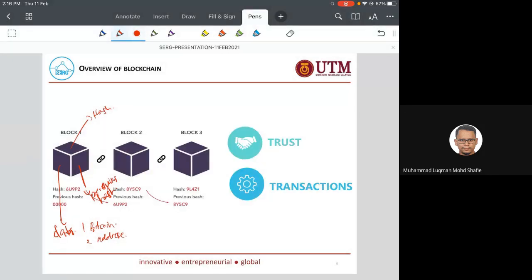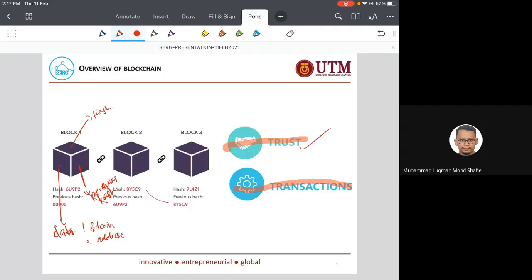So in the blockchain, it's about trust and it's about the transaction. Trust is the most important thing, because this is the philosophy of the blockchain: the trust, the consensus, the contracts and so on. In the earlier days of Bitcoin, they only used the Bitcoin technology.